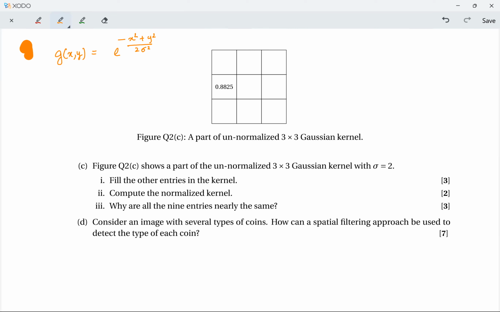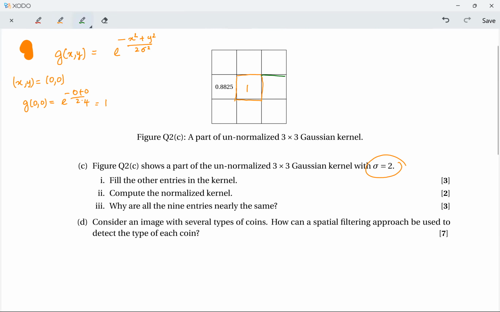So let's first verify that. Let's compute this number first. For this number, x and y are 0, 0. So g(0,0) would be equal to e to the power of minus (0 plus 0) divided by 2 times sigma squared, which is 4. Anyway, e to the power of 0 is 1. Then let's compute this entry.